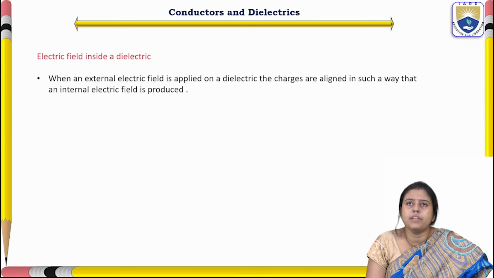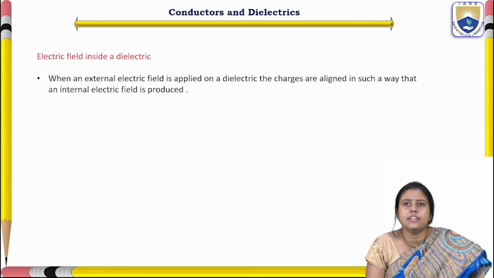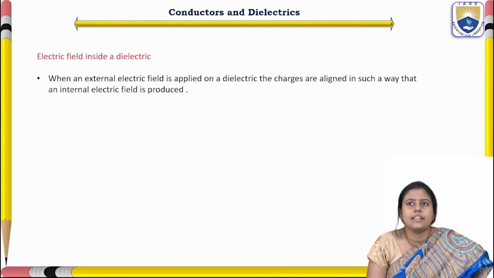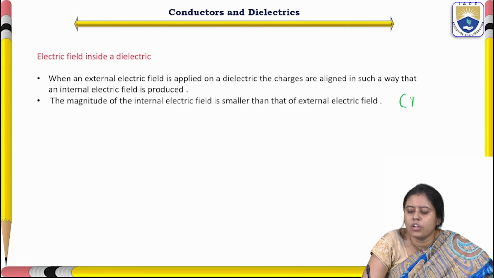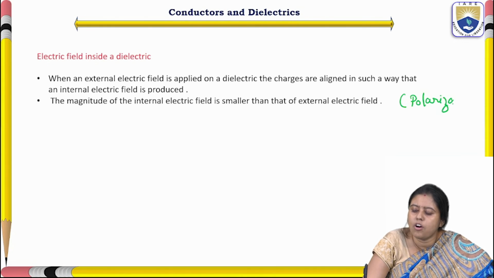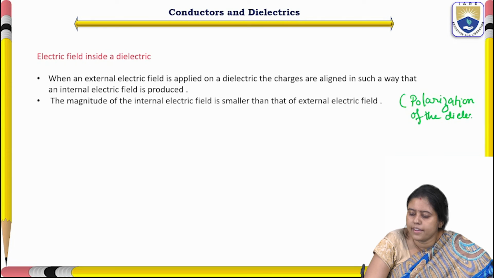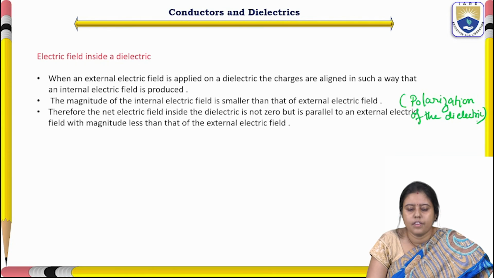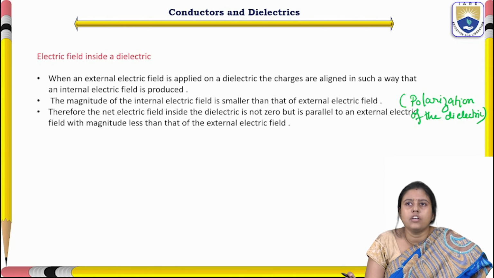So what is the property of the electric field inside the dielectric? When an external electric field is applied on a dielectric, the charges align in such a way that an internal electric field is produced. The magnitude of the internal electric field is smaller than the external electric field, and this is only due to the polarization of the dielectric. Therefore, the net electric field inside the dielectric is not zero.